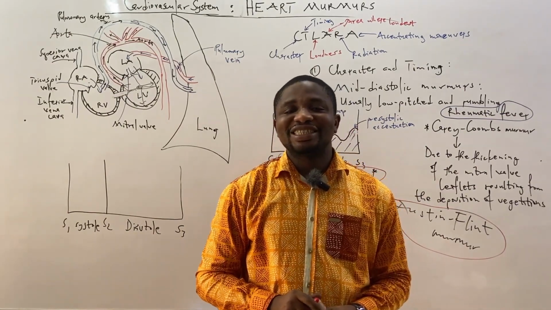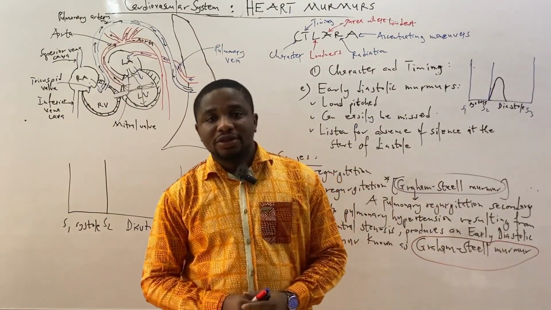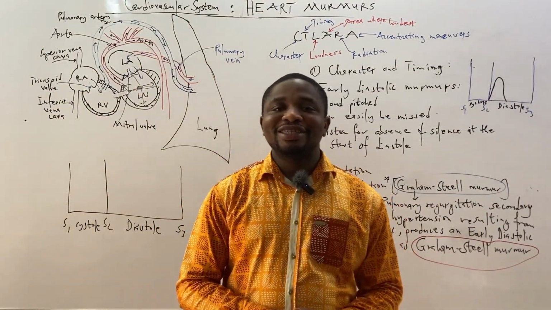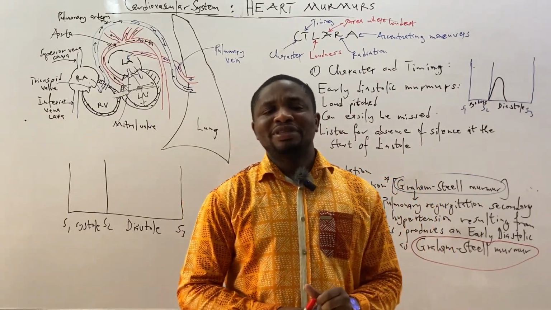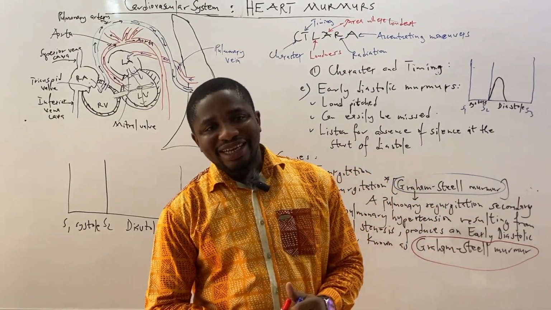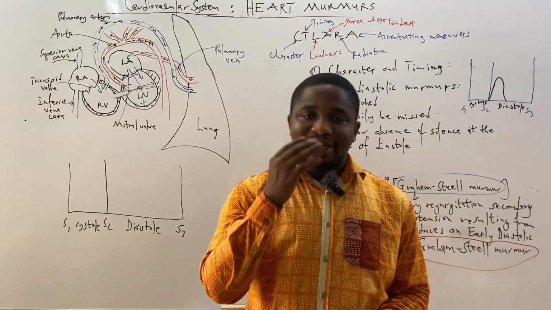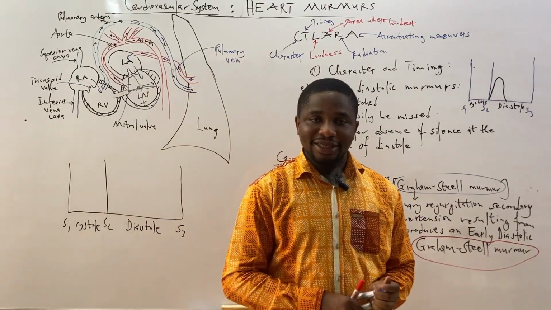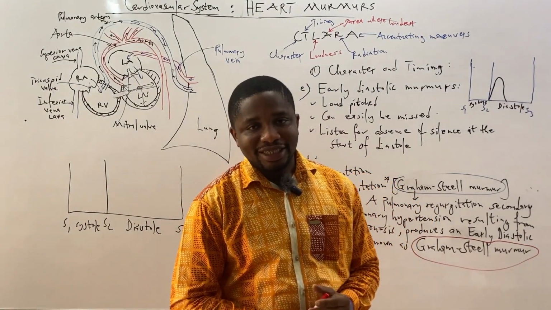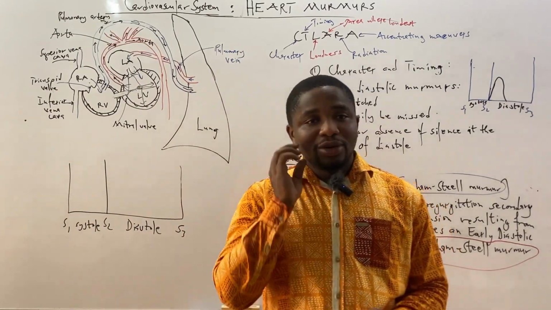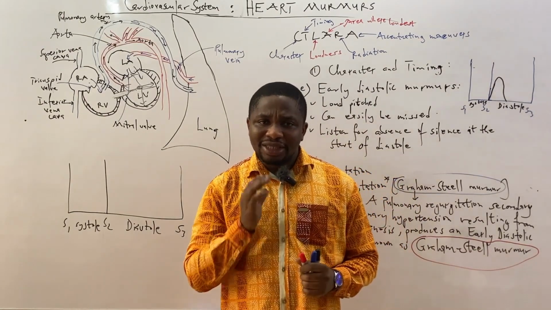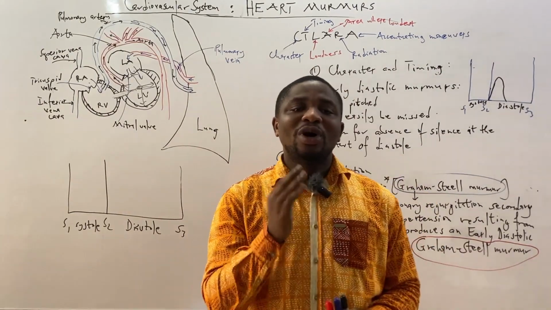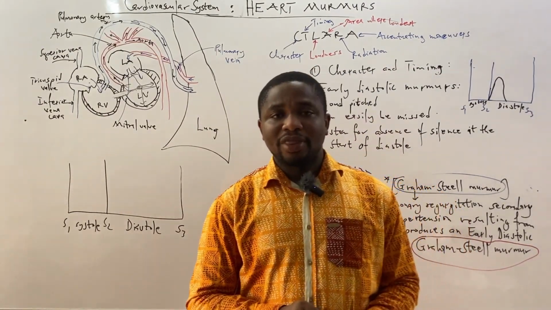Let's move on to the next murmur. The next murmur we are going to be looking at is the early diastolic murmur, and that will be our last type of murmur. You should know that the early diastolic murmur is loud in intensity, but the only problem is that you could easily miss it whilst listening to the patient's heart. Why?